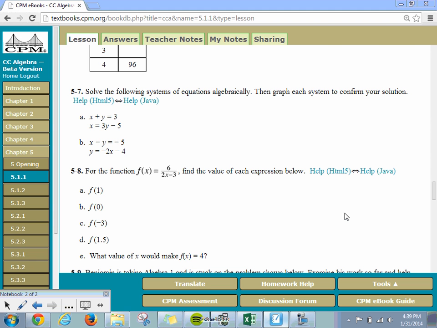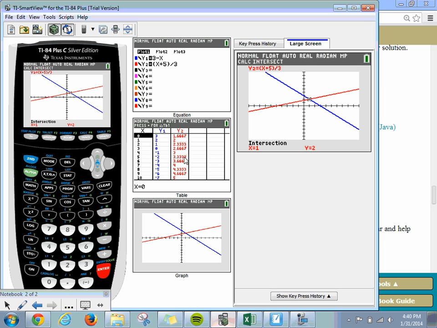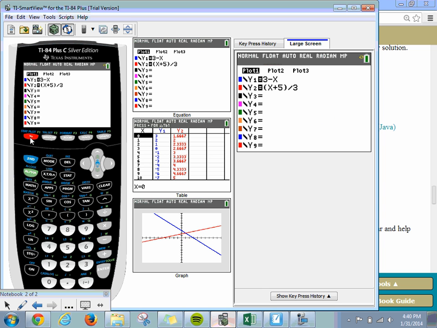We're looking at 5.8. 5.8 gives us a function and tells us to evaluate it. One of the great things we can do with this is we can put this into our calculators. f of x is just a fancy way of saying y. So we really have the equation y equals 6 divided by 2x minus 3. So I'm going to take that again and put it on our graphing calculator for our y equals. And then I'll enter in that equation.